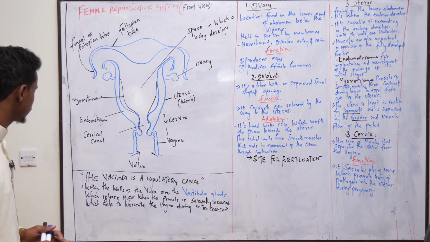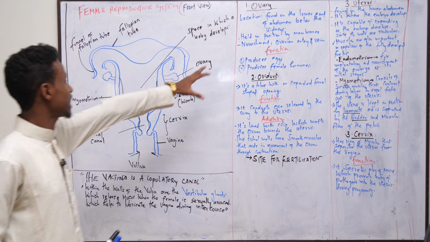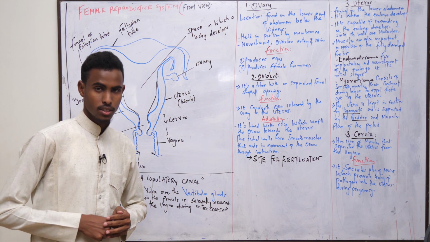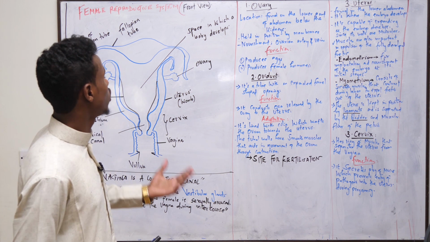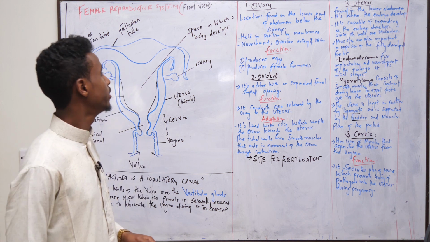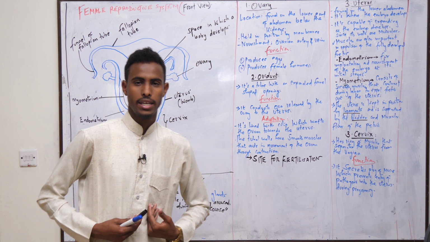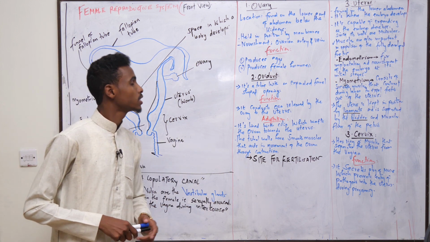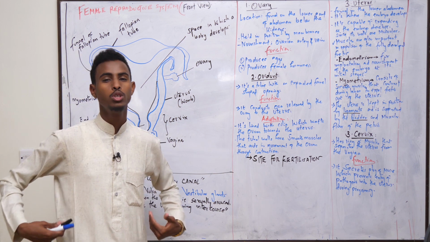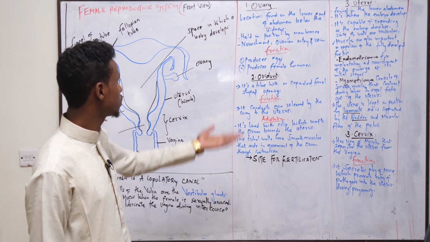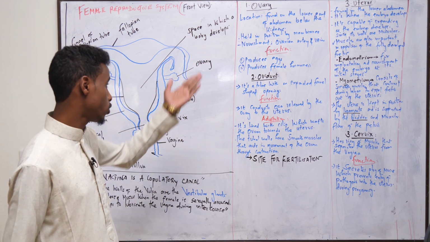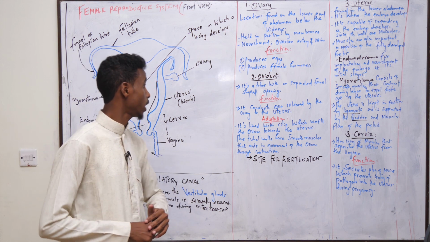Now let's look. The first part I'm discussing is the ovary. Where is the location of the ovary? Anatomically, the ovary is located on the lower part of the abdomen, below the kidneys. In our previous lesson, we said that the kidneys are located in the abdominal cavity. The ovary being below the kidneys is therefore located in the abdomen as well.